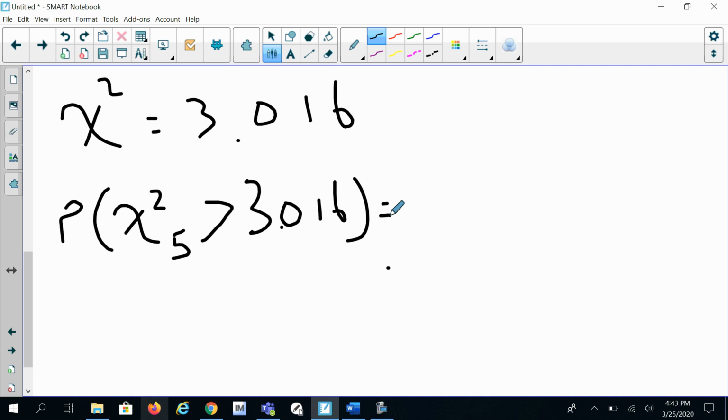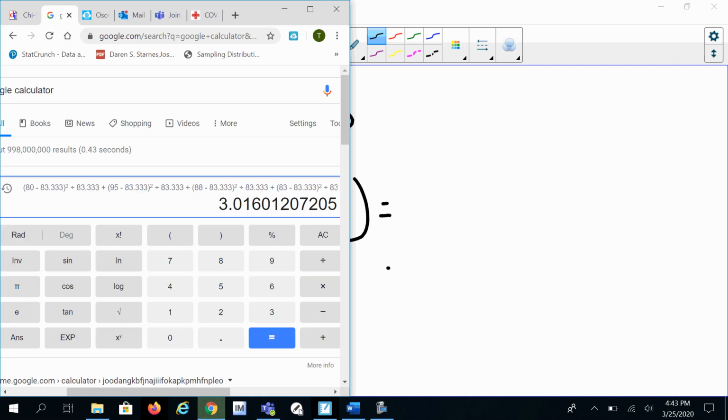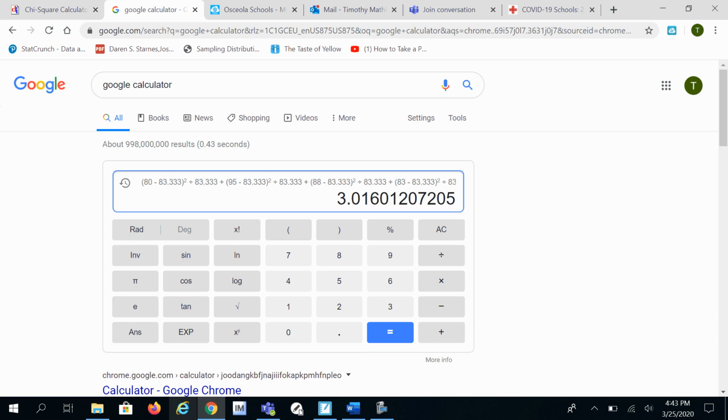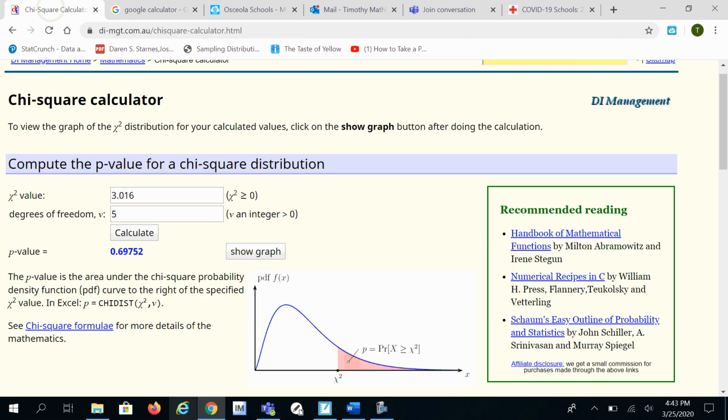So now we're going to go to our p-value calculator. Make this big. So click on here. We have 3.016 and degrees of freedom was 5. Calculate, it should be a pretty big p-value, and it is 0.69752. So 0.698 will be fine. 0.698.